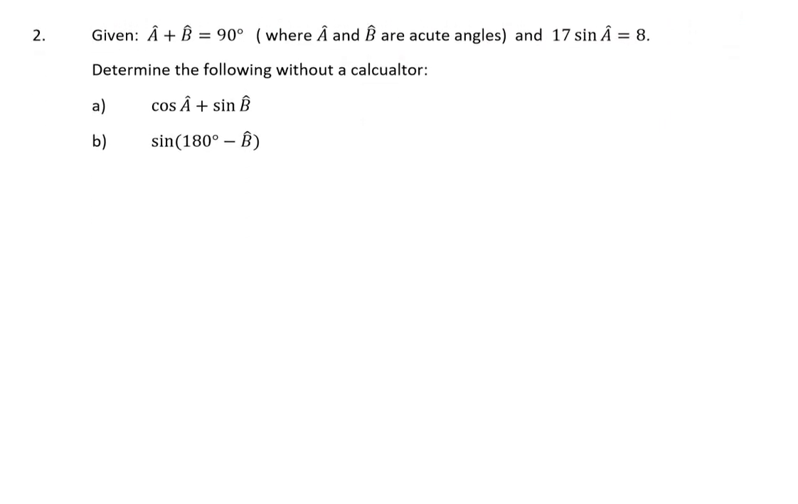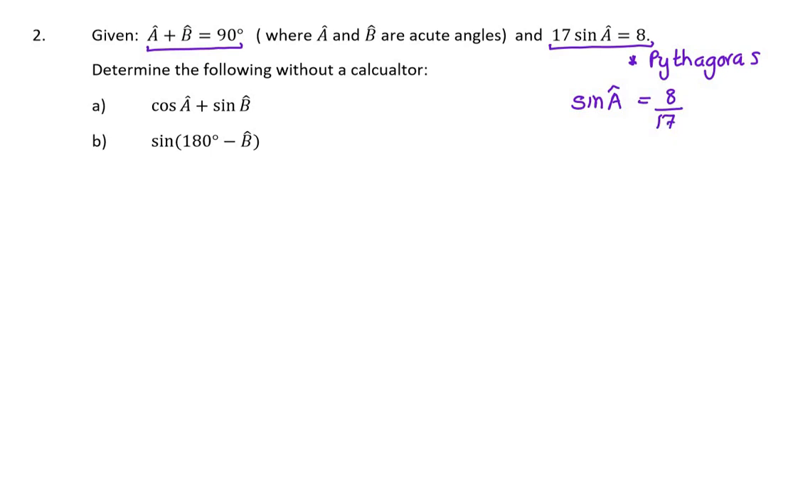This is a particularly interesting question. This question says, given that angle A plus angle B is 90 degrees, where angle A and angle B are acute, and given that 17 sine of angle A is equal to 8. Now this looks very similar to the Pythagoras type questions that we were doing right in the beginning of trig, in that I can now figure out what sine of angle A is. Sine of angle A is 8 over 17.